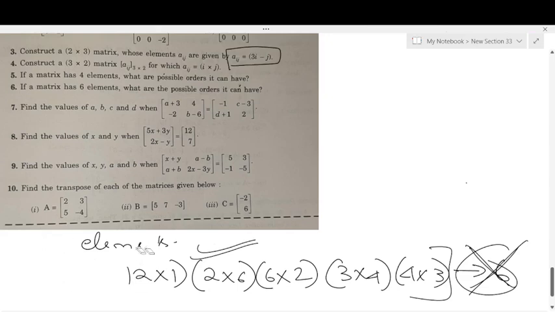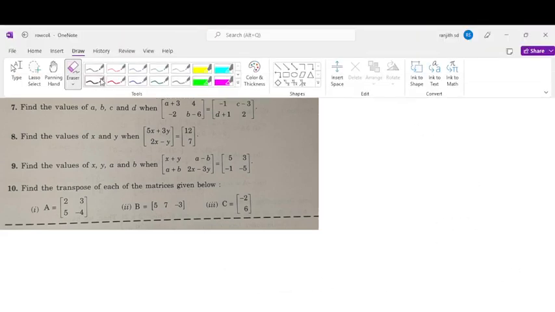Okay. So, this entire exercise is easy. Only the next two exercises we need to calculate and solve. Next one. Find the values of A, B. This is what I was talking about: equal matrix. Can you see two matrices are given and they're equal?